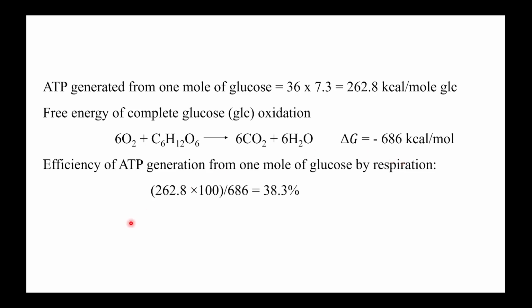Okay. So, now we just have to find the percentage. So, 262.8 divided by 686 into 100. That would give us the efficiency of ATP generation from 1 mole of glucose by respiration. And the answer is coming as 38% approximately.